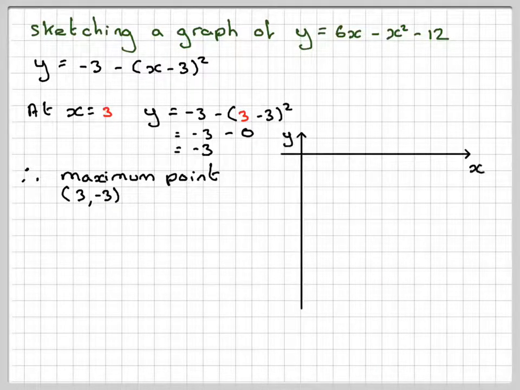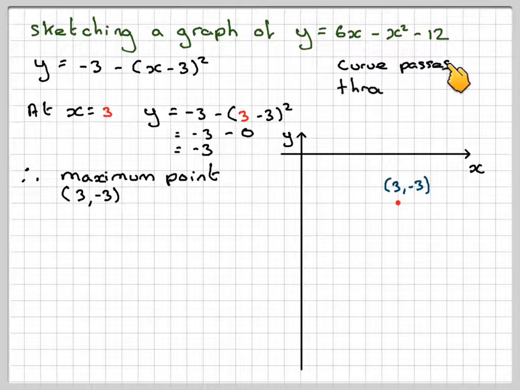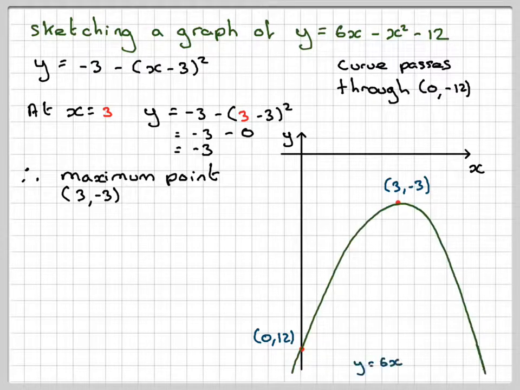So if we now draw a set of axes and mark on the point 3, minus 3, we can get another point by just looking at the minus 12 here. This tells me the graph will pass through the point 0, minus 12. We'll mark that on our graph. And then because it is a minus x squared, this graph is an n sort of shape. So we sketch it in like that and label it y is equal to 6x minus x squared minus 12, the original format of the question.